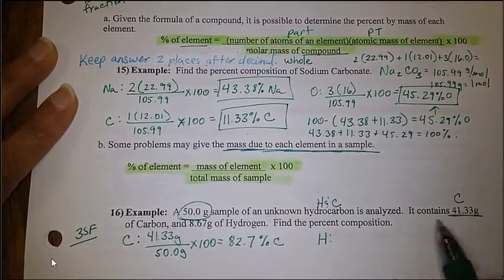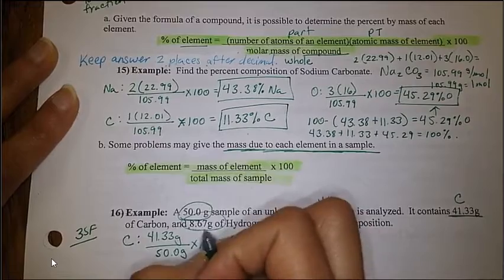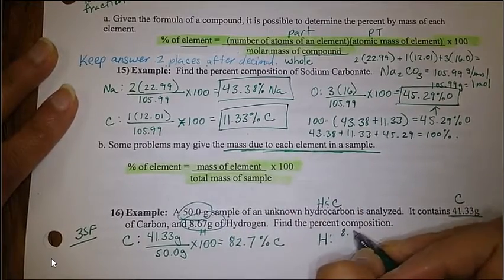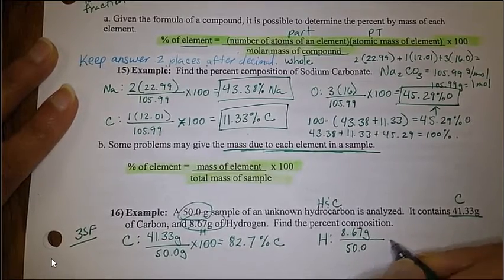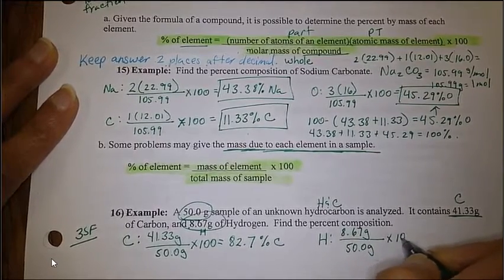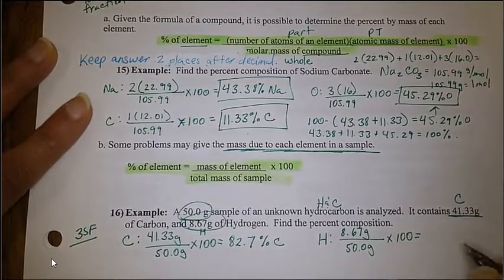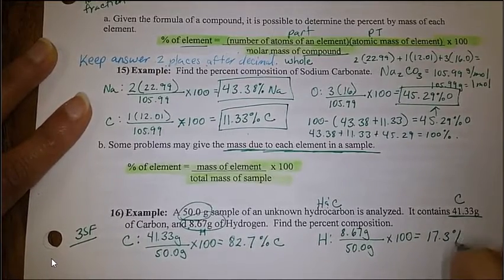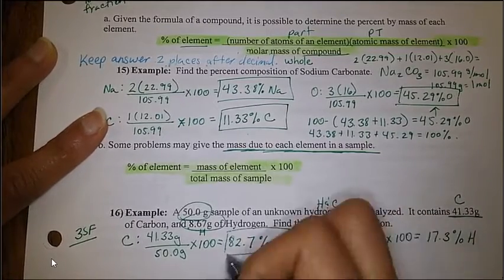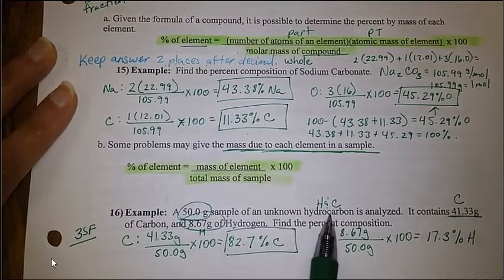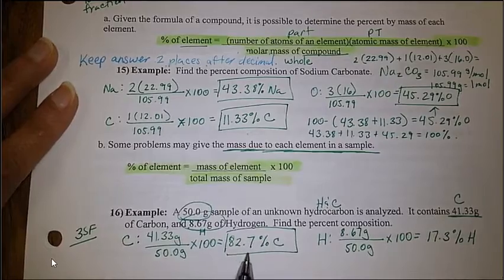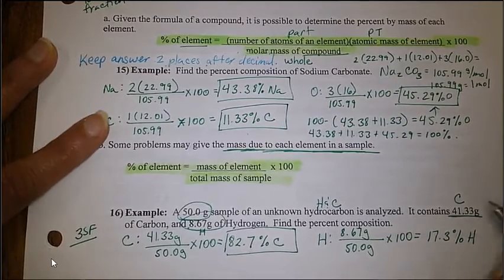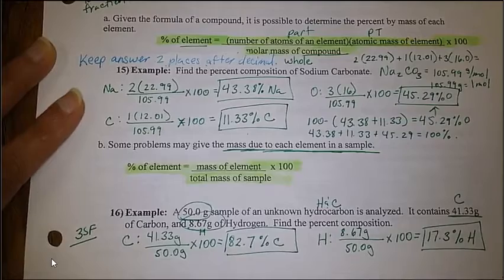For hydrogen, the sample you're given in this case is 8.67 grams of hydrogen out of a total of 50 grams for your total sample, times 100. When you do, you should get 17.3% hydrogen. Okay, so we found the percent composition of this hydrocarbon, where 50 grams of the hydrocarbon is present, 82.7% of it is carbon, and only 17.3% of it is hydrogen.